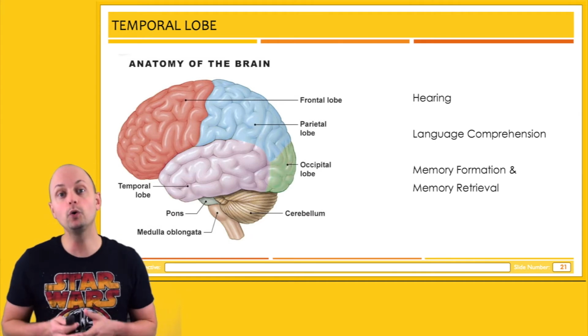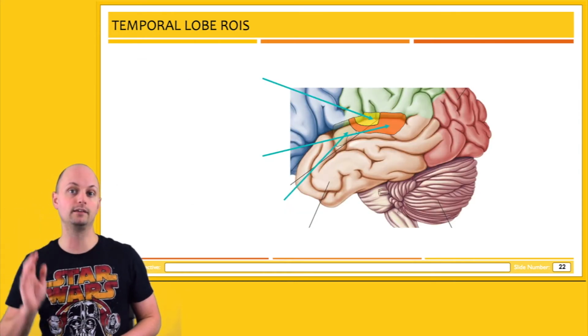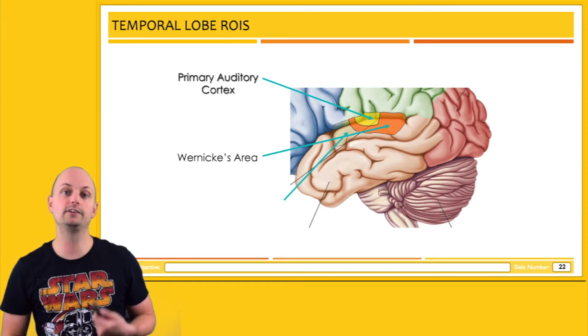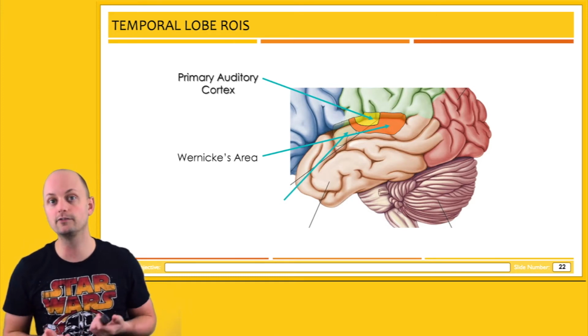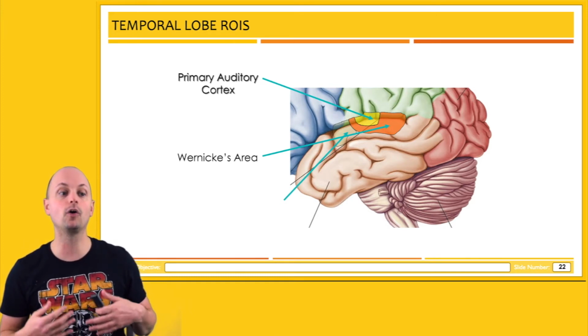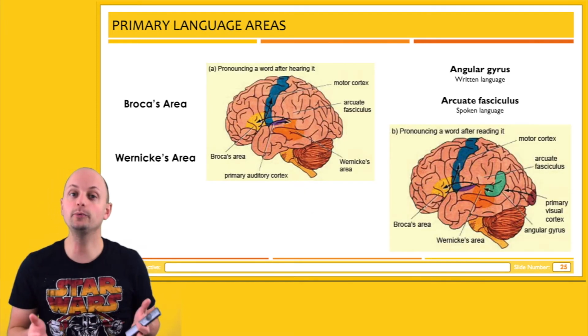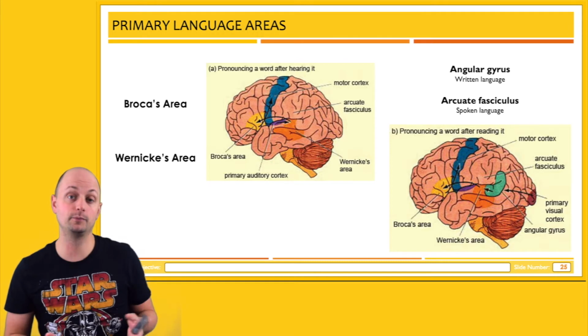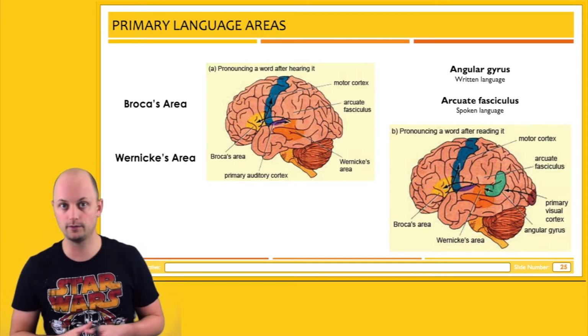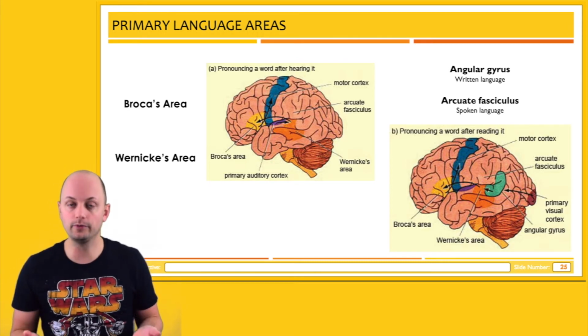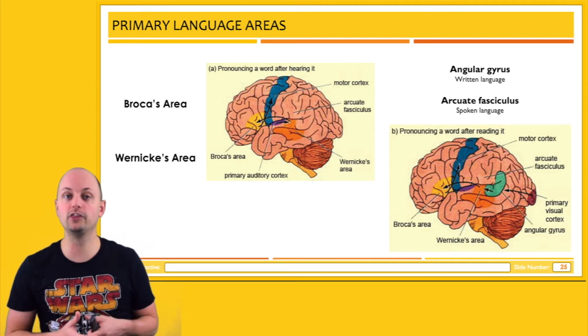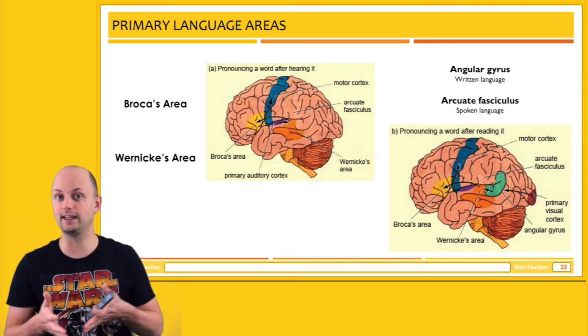Now, the most posterior lobe of the brain is the occipital lobe. This is the region that contains the primary visual cortex and all of the visual association areas. Now, remember that all these different parts of the brain can communicate with each other. And as one example of that, we can consider the pathways involved in speech and language.